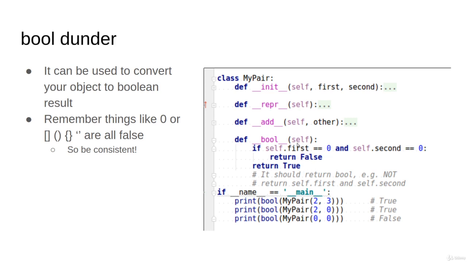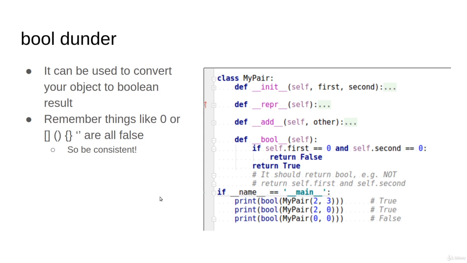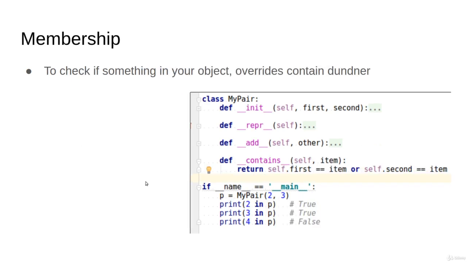Please be careful. Make sure that you are returning a Boolean variable, because if you don't do that with the bool call, it's going to fail because it expects a Boolean value. And also try to be consistent. Remember, what is false in Python? The 0 value. Empty data structures like a dictionary, list, string. So define something that makes sense for people. Don't surprise them with a counterintuitive bool function. So be consistent.